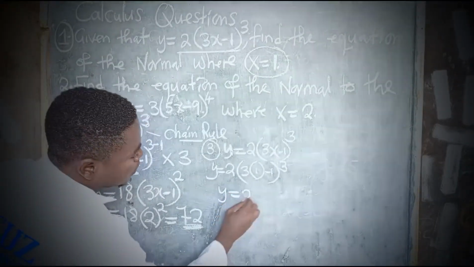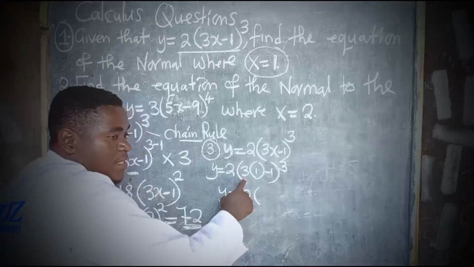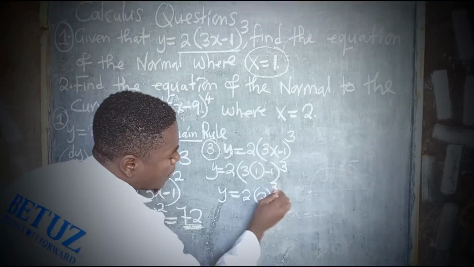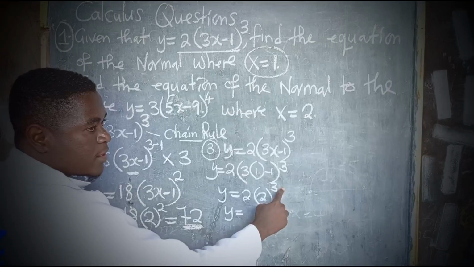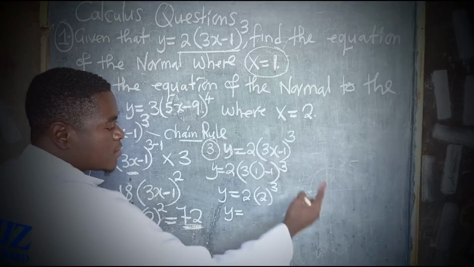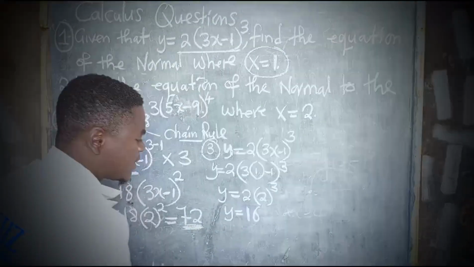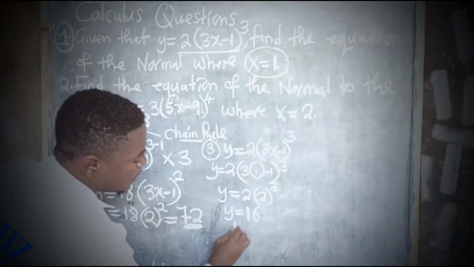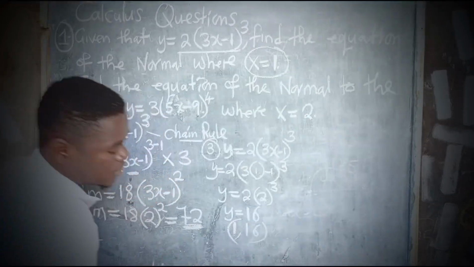This is equal to 2, and then this is 1. This is 1 times 3, 3 minus 1, that is 2 to the power 3. So y is equal to, what is this? 2 to the power 3 is 8. 2 times 2 times 2, 8. Times 2, 16. So y is 16. What is our coordinate? X is 1, y is 16. So this is the coordinate we are using.